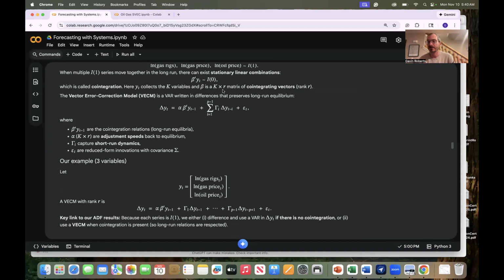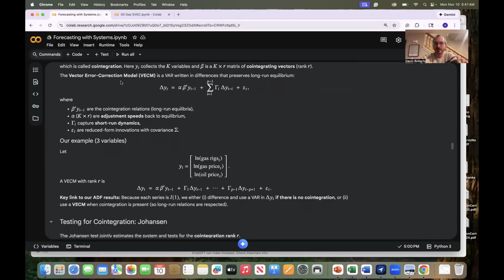However, since we have three variables, we could imagine different combinations. We could have more combinations of those three variables that are stationary than just one. So we could imagine a system where our three variables have multiple linear combinations. Maybe oil and gas prices have a combination that's stationary. Maybe gas rigs and gas prices have a different combination that's stationary. Then R would be two, K would still be three, but we would have two different co-integrating vectors inside our matrix. So we'd have an entire matrix instead of just one vector.